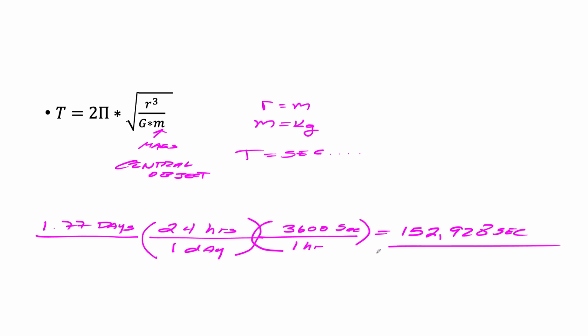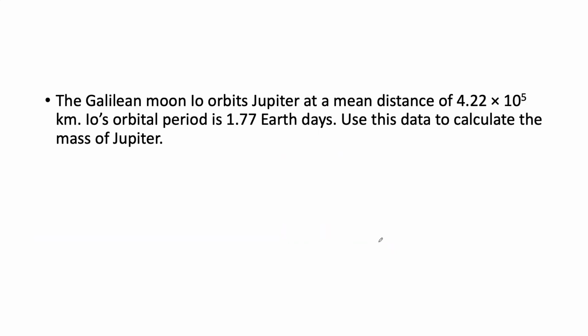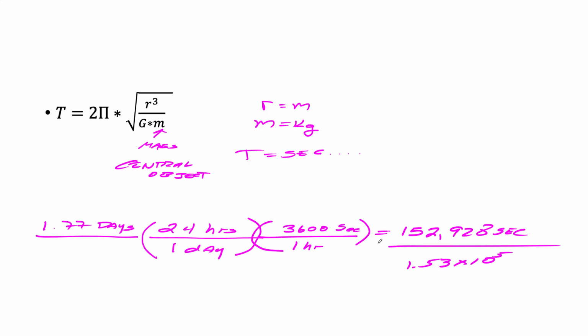If you want to use all these numbers, that's fine. If you want to use 1.53 times 10 to the 5th, that's fine too. The uncertainty in the calculation is just going to be in this third digit. So we got that converted into seconds. Do we need to do any other conversions? Oh, we need to convert to meters. So 4.22 times 10 to the 5th kilometers gets converted to 4.22 times 10 to the 8th meters. Let me double check my math. Times 10 to the 5th, yep.